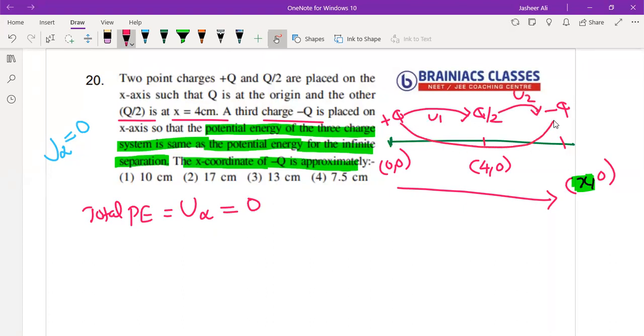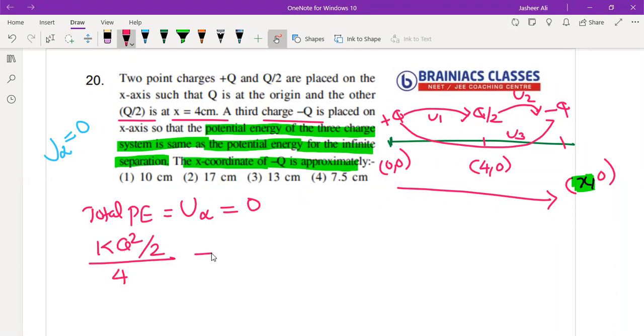Another one between these two charges, another potential energy U3. So there are three charges, and when there are three charges there will be three potential energies. First, between these two, tell me what is the potential energy between these two? First one: k into q into q by 2, so k q square by 2 divided by the distance between them, which is how much?